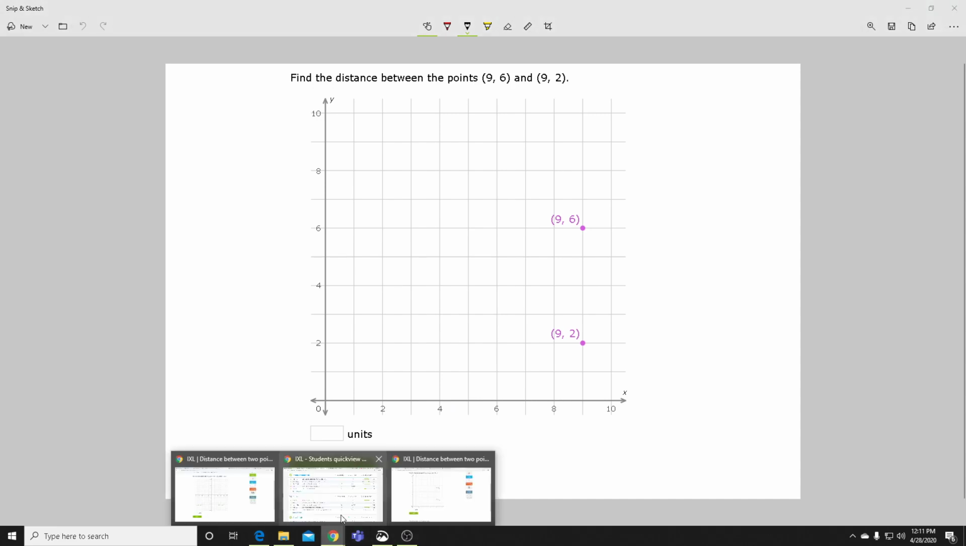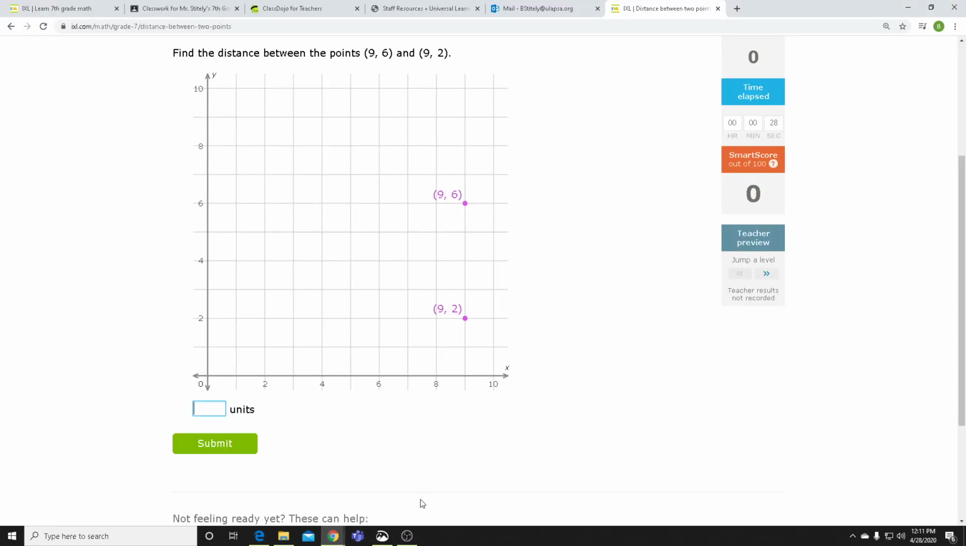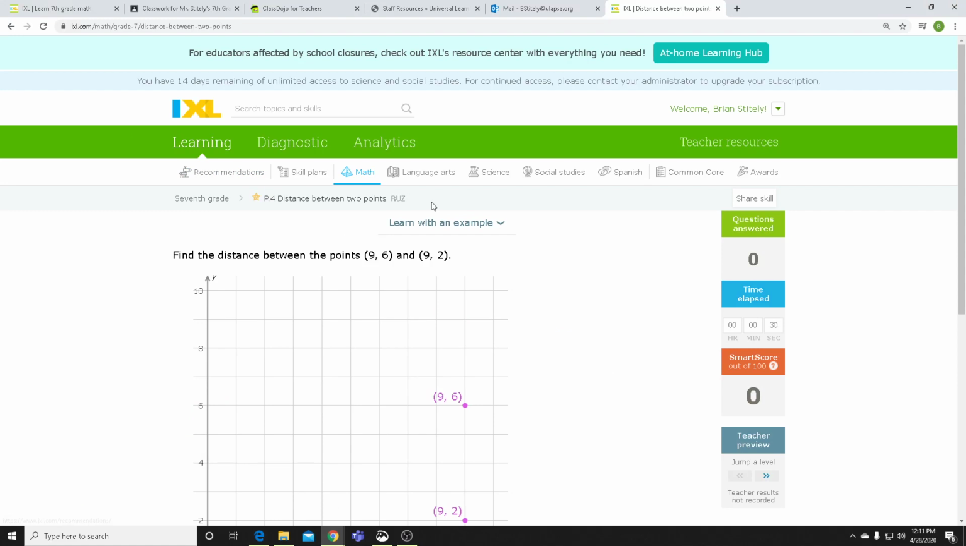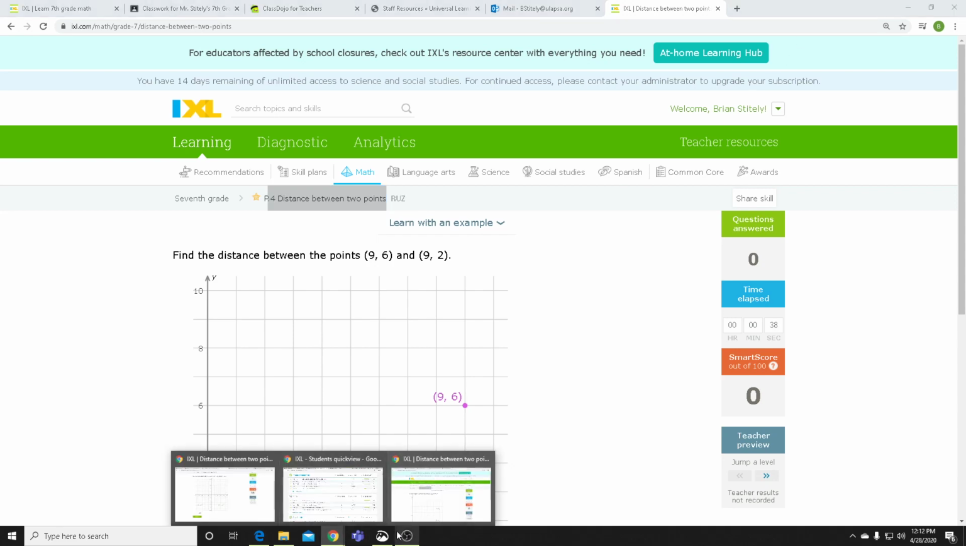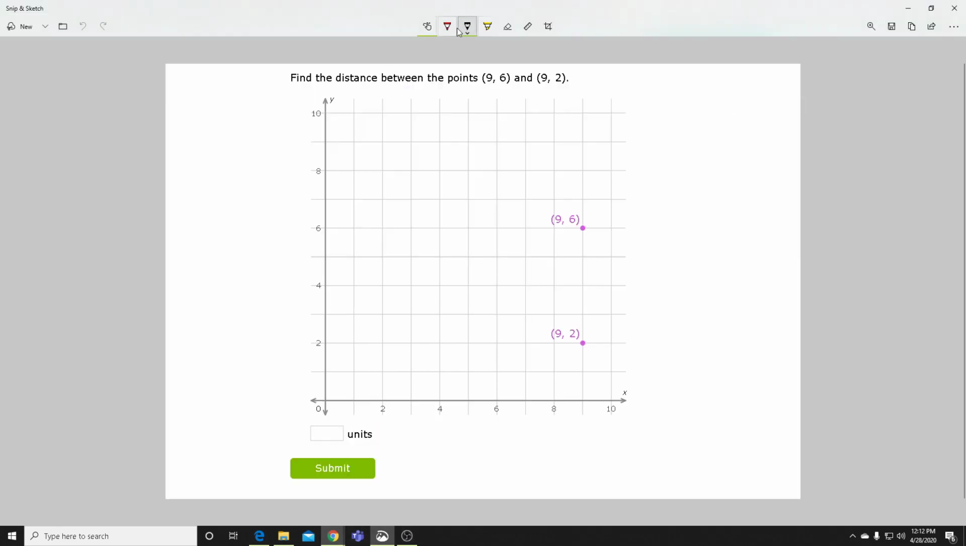This is, let me open it up, IXL P.4, under 7th grade. Okay, so let's take a look at this problem here. We're finding the distance between 2 points on a coordinate plane.